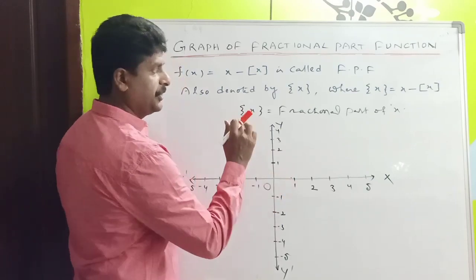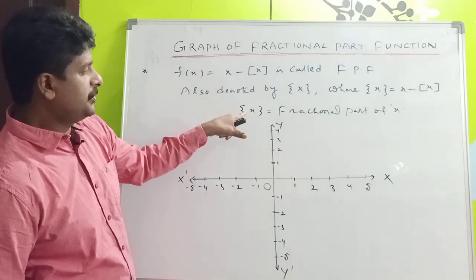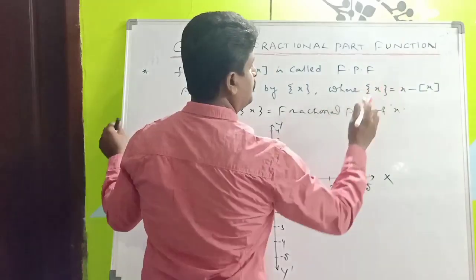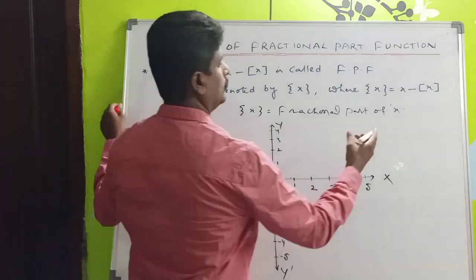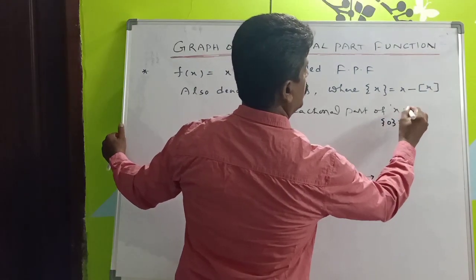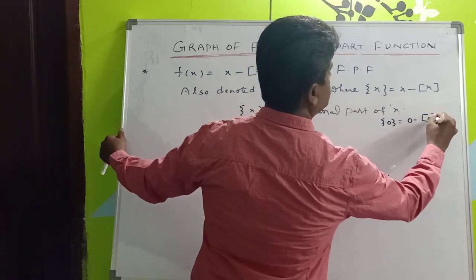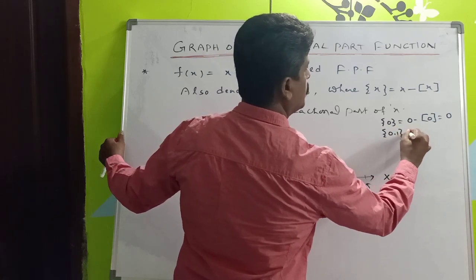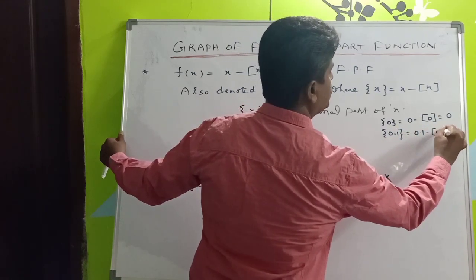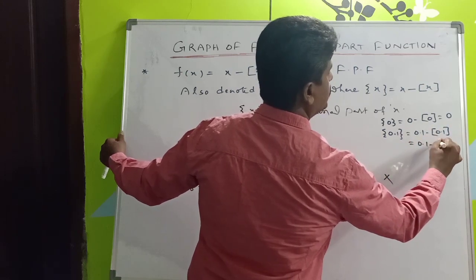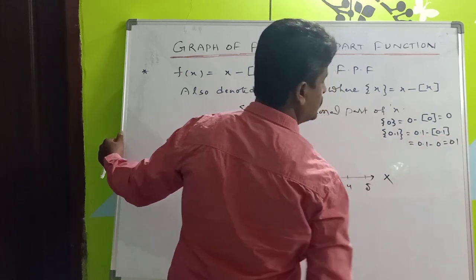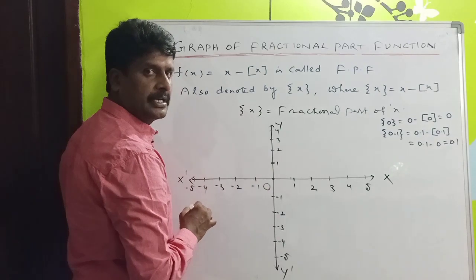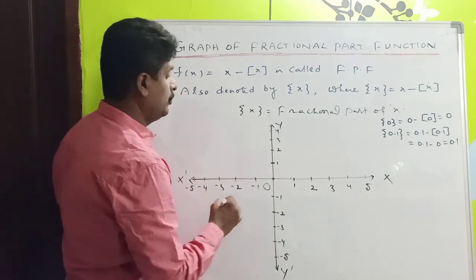Suppose the x value is 0. {0} is the fractional part of 0, that is nothing but {0} = 0 - [0], which is 0. {0.1} = 0.1 - [0.1]. Of course, [0.1] is 0, so it is 0.1. Means for x value 0, the corresponding f(x) value is also 0.